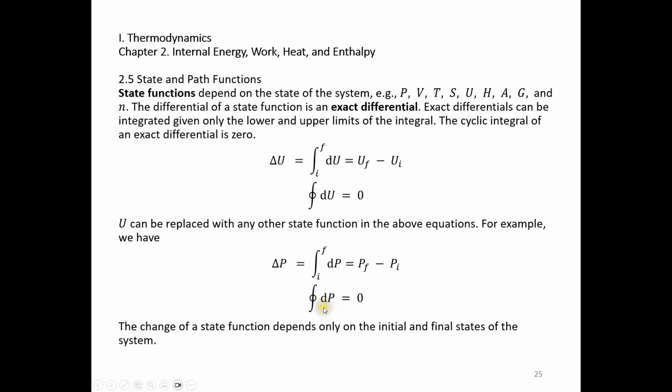It's just because after the system undergoes a cyclic process, the system returns to its original state. Therefore, the final pressure is the same as the initial pressure in a cyclic process. The change of a state function depends only on the initial and final states of the system. It does not depend on the path this system undergoes between the initial and final states.